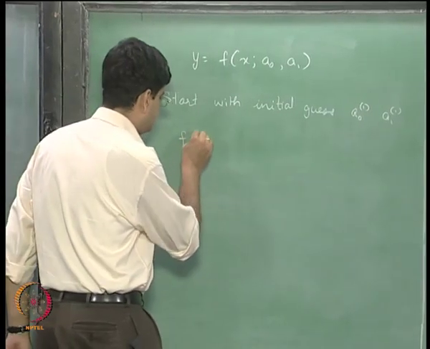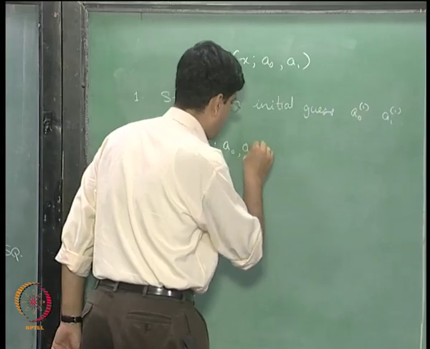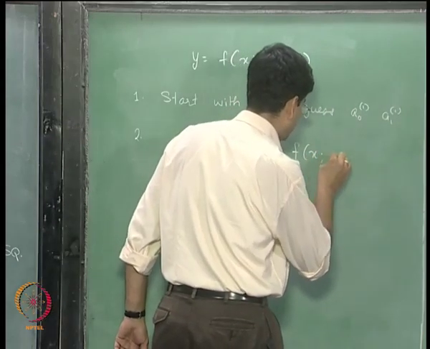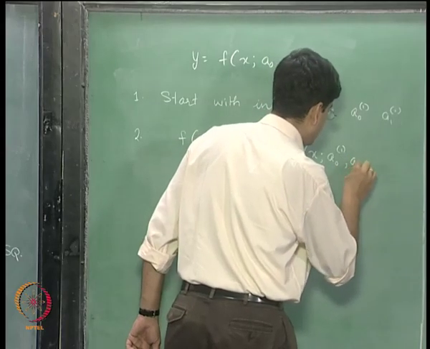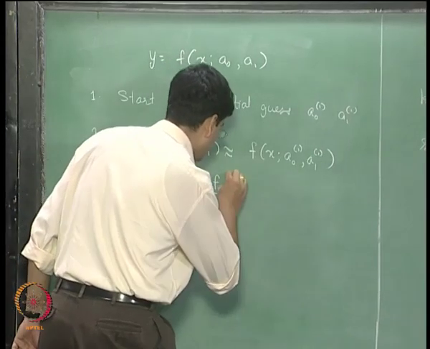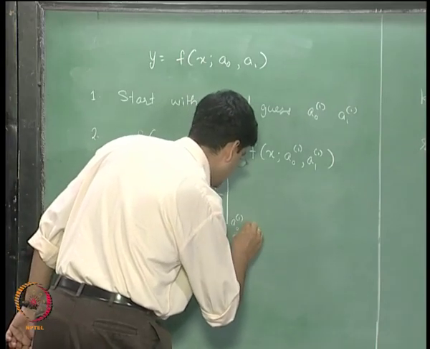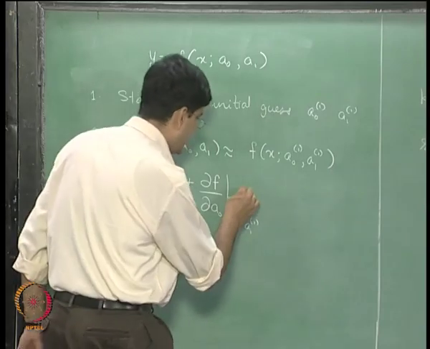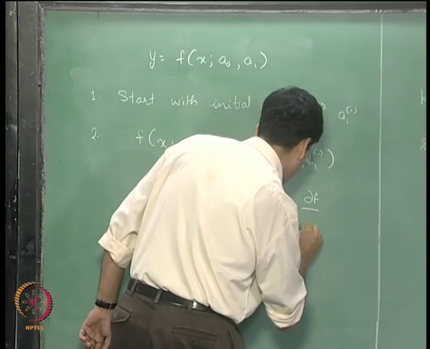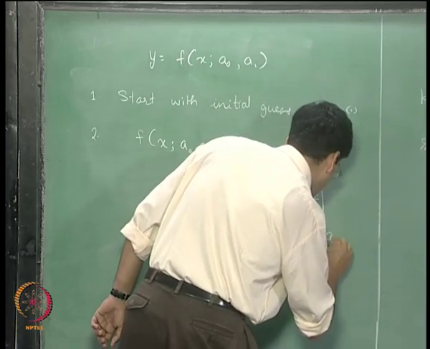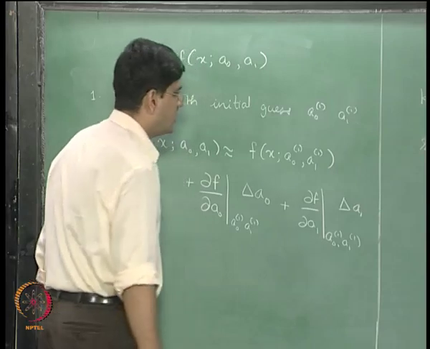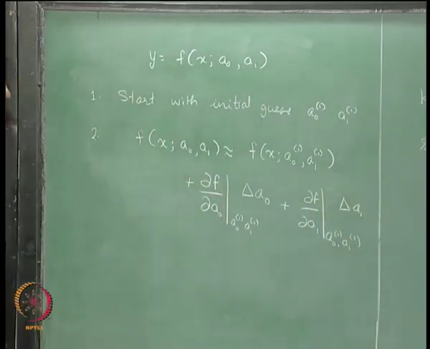So f of x comma a0 comma a1 can be written as f of x, a0 1, a1 1, plus partial f by partial a0 computed at a0 1, a1 1, multiplied by delta a0, plus partial f by partial a1 computed at a0, a1, multiplied by delta a1, okay, and we are ignoring any of the higher order terms over here.